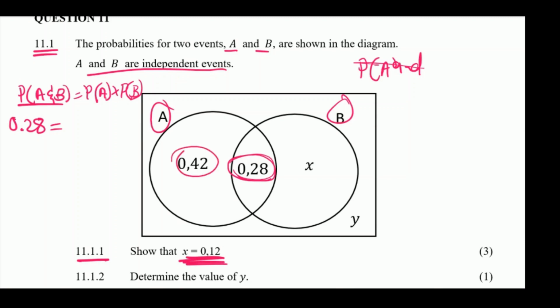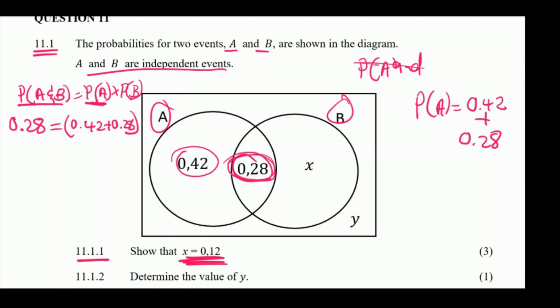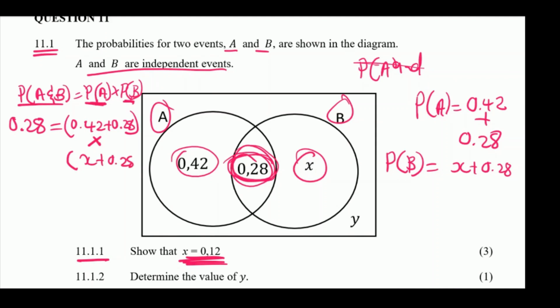Probability of A, it's this plus this 0.28. So probability of A is the 0.42 plus the 0.28, right? So you're just going to do that, equals to the 0.42 plus 0.28. So that is the probability of A, and the probability of B, it's just going to be times the probability of B, it's this x plus the 0.28. So probability of B is equal to x plus 0.28.